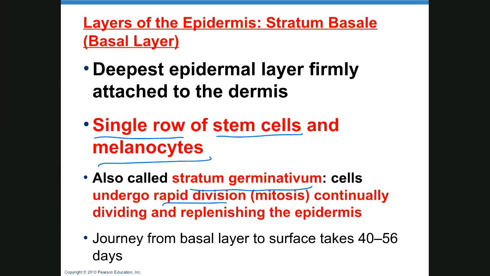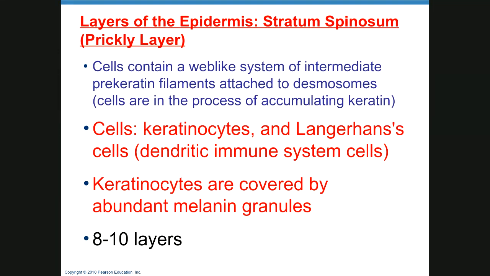The older cells will be pushed to the more superficial layer. It takes about a little over a month for cells to travel from the basal layer to the top layers. So essentially, keratinocytes, these cells are going to live a little over a month before they are dead, and then they're shed. The next layer is the stratum spinosum.